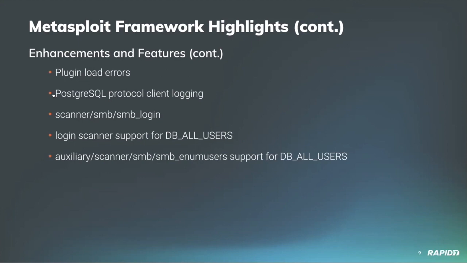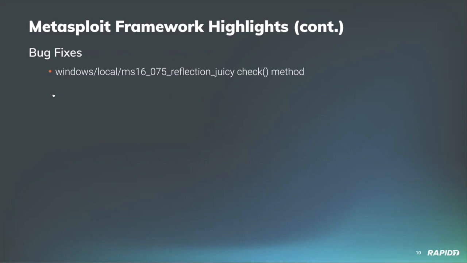Our own Shelby Pace updated the SMB login scanner module to record a last attempted at value. Very cool. And Shelby also updated login scanners to work with usernames stored in the database via the DB all users option. Take that. First time contributor, I believe, X 44, 43, 42, 41 added support for the DB all users option for the SMB enum users aux scanner module, allowing framework users to store enumerated user names in the database. Dig that.